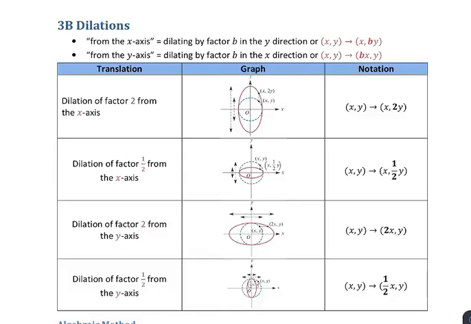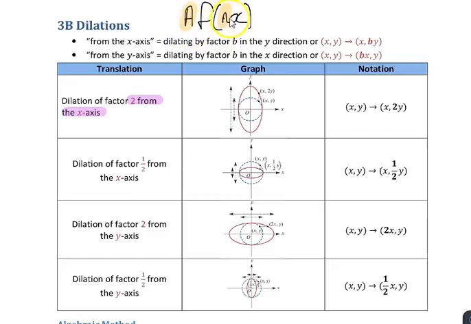This tutorial deals with dilations. Previously we've looked at dilations in the form of either multiplying the function by a dilation, so a times f of x, or actually multiplying the x value by a dilation. We've dealt more with this capital A out the front, so for instance 2x squared would be a dilation factor of 2 from the x-axis.